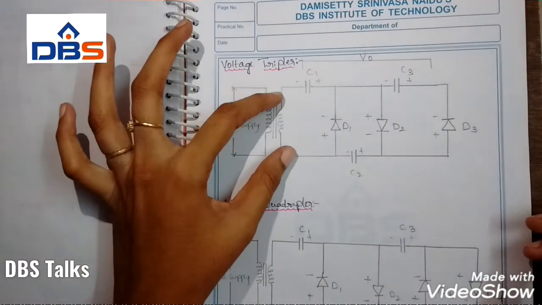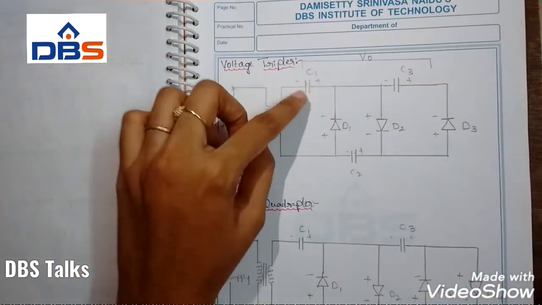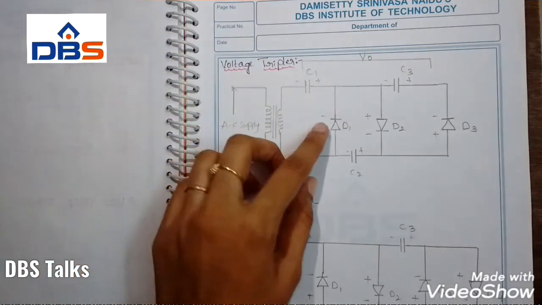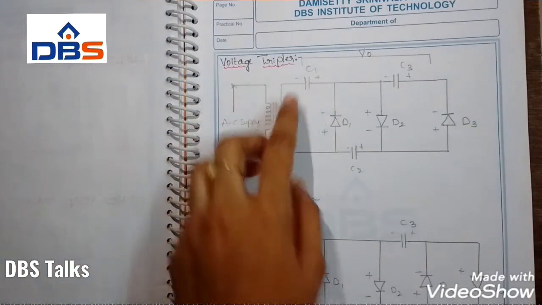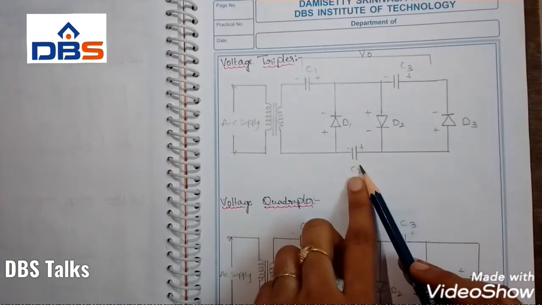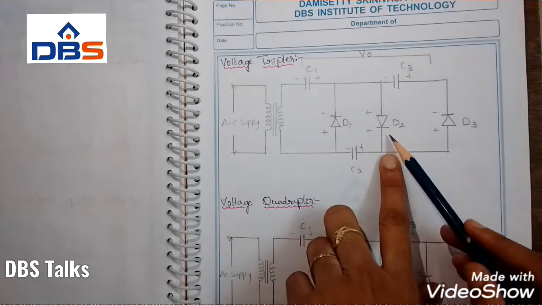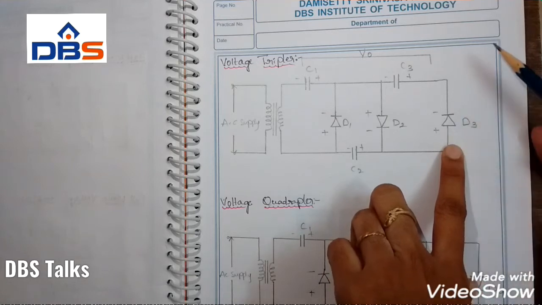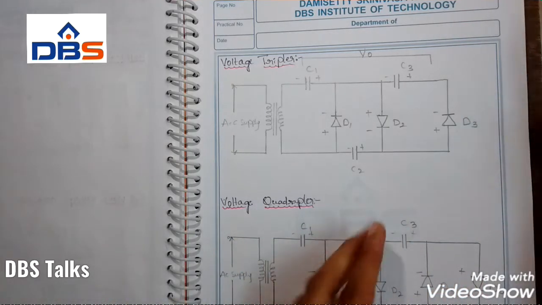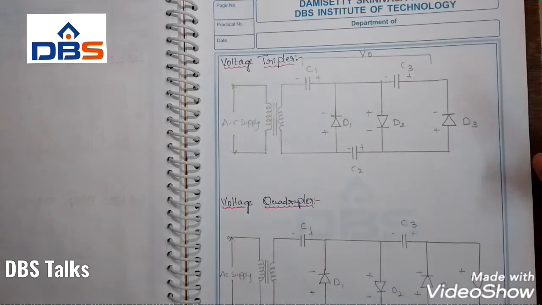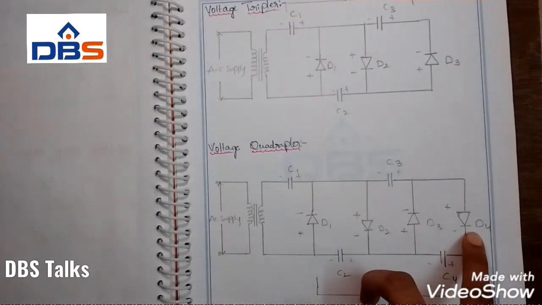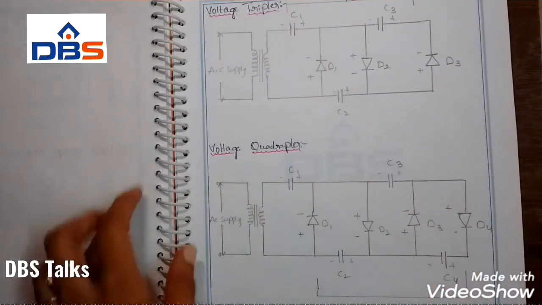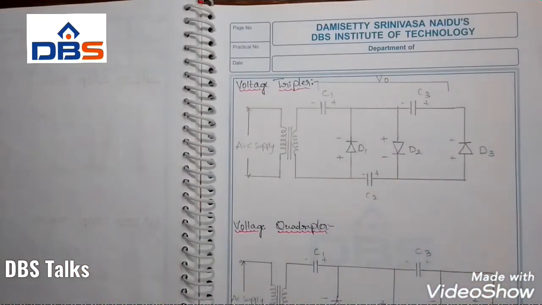Just remember, the first one has the capacitor on the upward side and the diode also in the upward direction. Here the capacitor is on the lower side and the diode is also in the lower direction. Here the capacitor is upside and the diode also in the upward direction. For the quadrupler, it continues, meaning the capacitor will be on the lower side and the diode also in the lower direction, like that. So here the operation is the same as before, as I said in the voltage doubler.